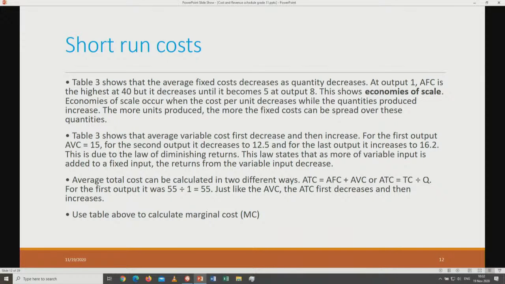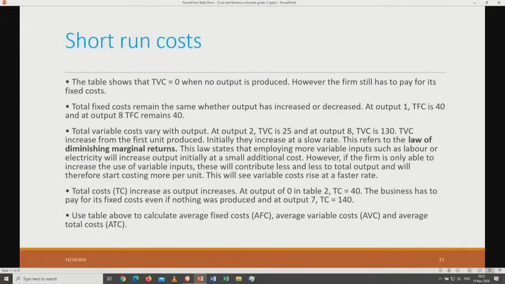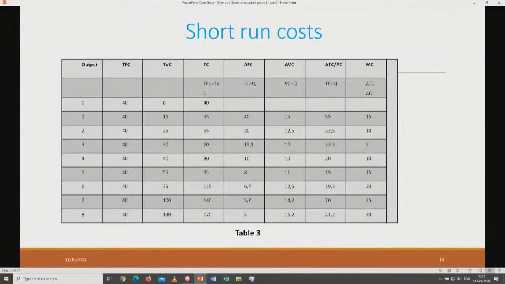Now let's look at the pattern. Let's go back to the table and look at the pattern again. Here is the pattern. Average variable cost: when we produced the first item, we had 15. And then when we produced the second item, it decreased to 12.5. When we produced the third one, it decreased to 10. When we produced the fourth item, it remained constant between 3 and 4.